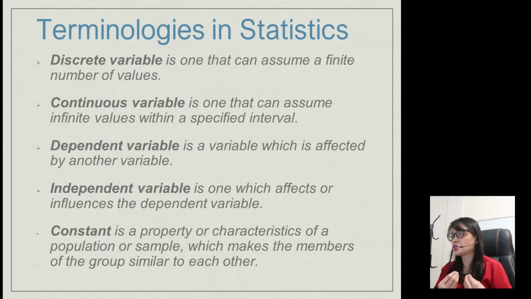Dependent variable is a variable which is affected by another variable. Independent variable is one which affects or influences the dependent variable. In short, it can stand alone. Constant is a property or characteristic of a population or sample which makes the members of the group similar to each other.